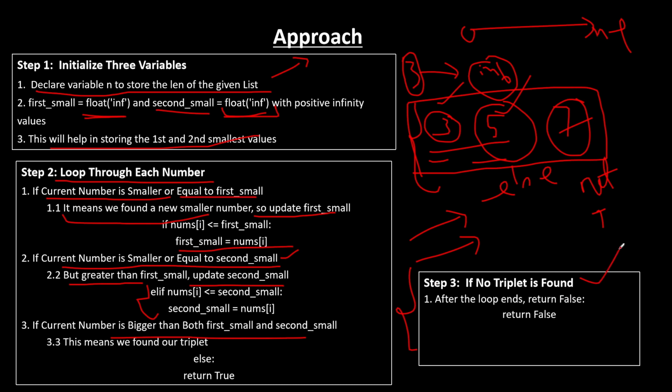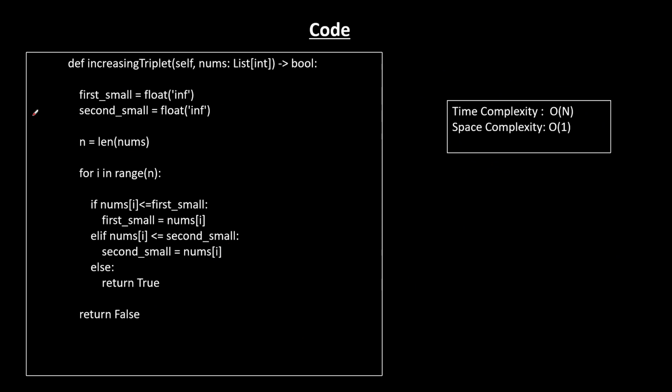If no triplet is found at the end, after the loop ends, we will return false. Okay, so this is the approach. Approach is not that complex. It is easy to understand, and it's just the intuition which we have to understand about the problem, how we're gonna solve it. Now let's move to the next slide. The code is an exact copy of the approach discussed.